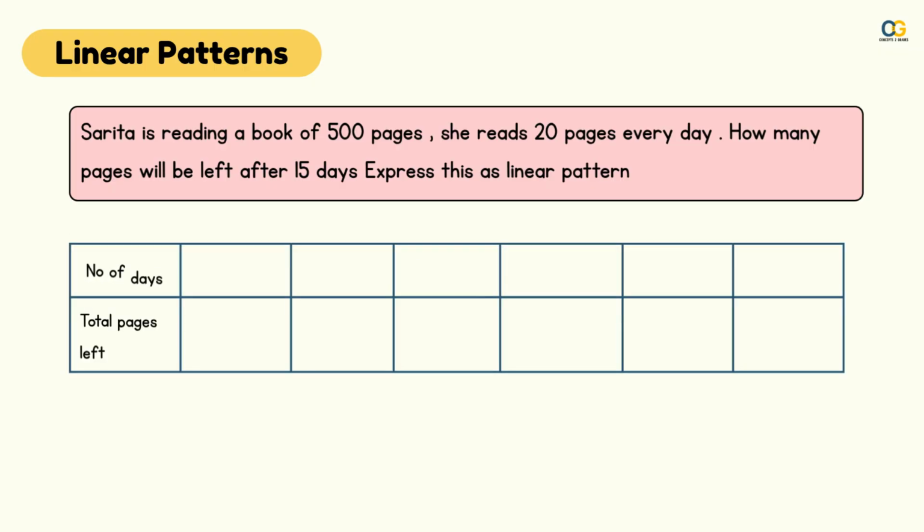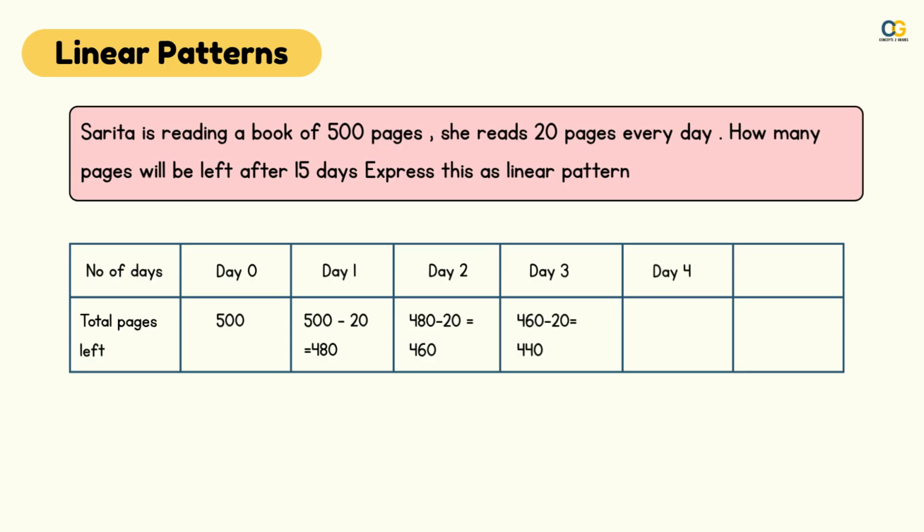So Sarita is reading the book. Let's say the number of days are written above. On the 0th day she starts, there are 500 pages left. On day 1 she reads 20 pages, so 500 minus 20, 480. Day 2, another 20 pages are done, so 460 are left. Day 3 is 440 and day 4 is 420. Like that, after 15 days, 500 minus 20 times the number of days she has read, which is 15, is equal to 200 pages left after 15 days. This is a linear pattern.